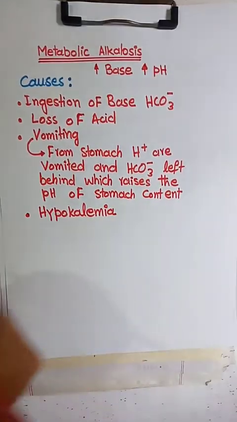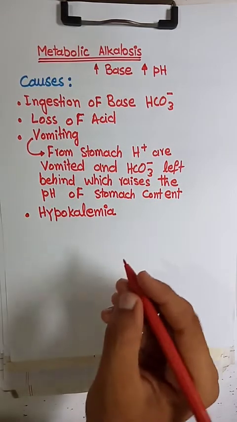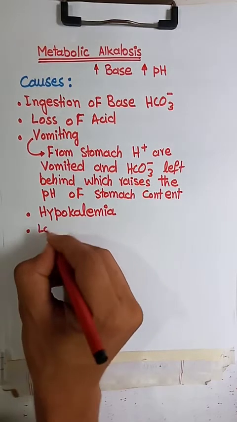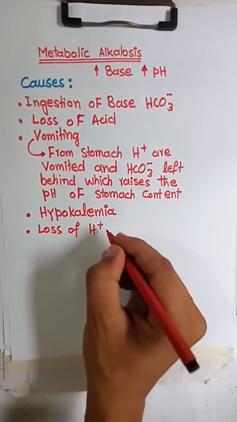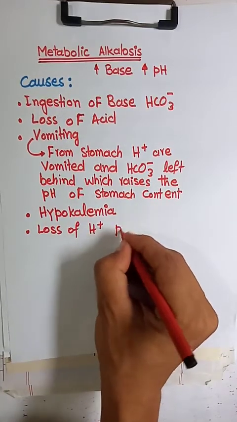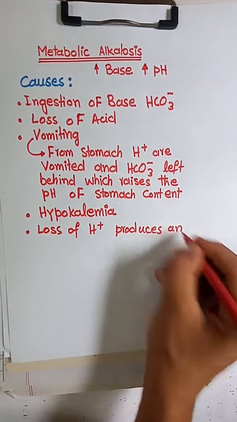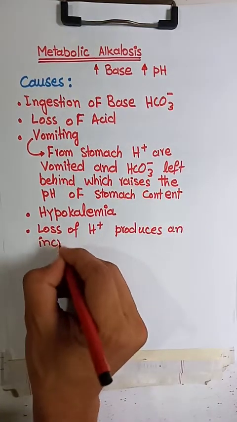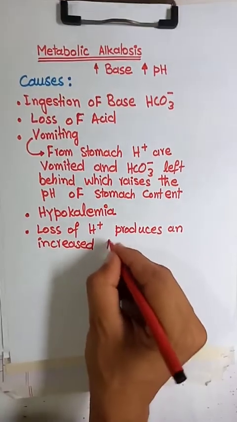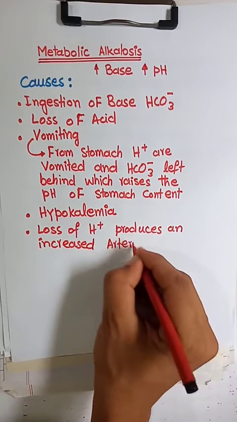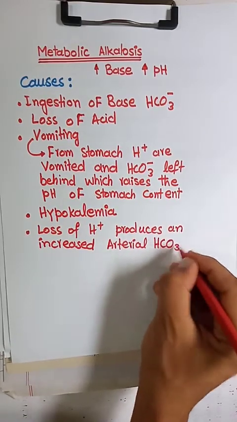Now comes the next cause, loss of fixed H positive. Loss of hydrogen ion produces an increased arterial bicarbonate ion.